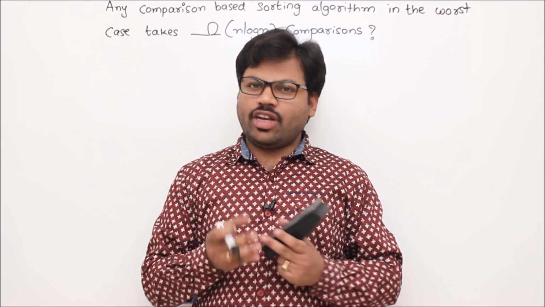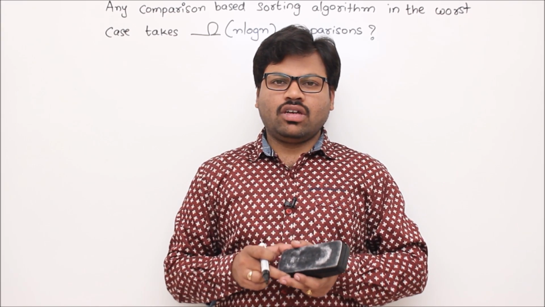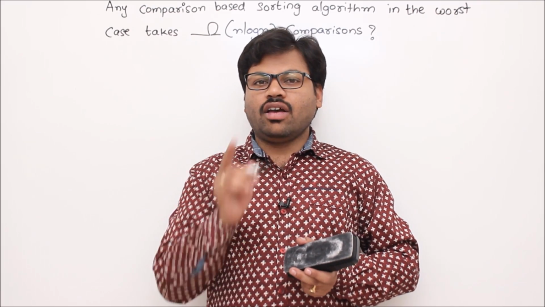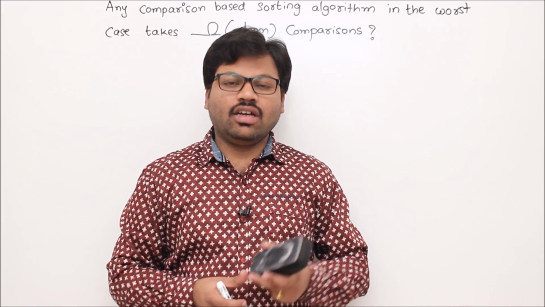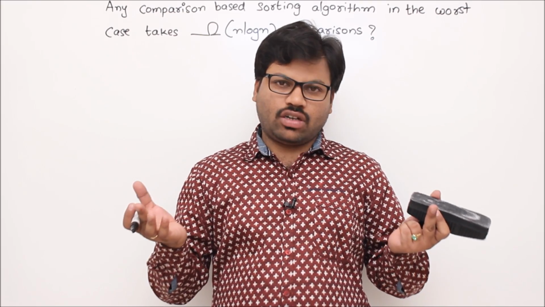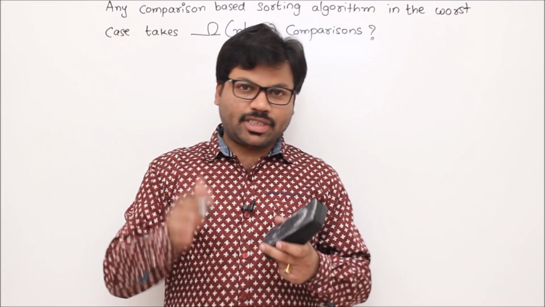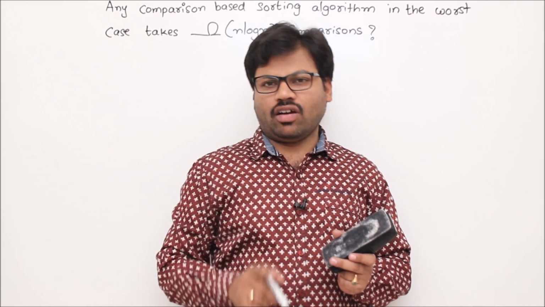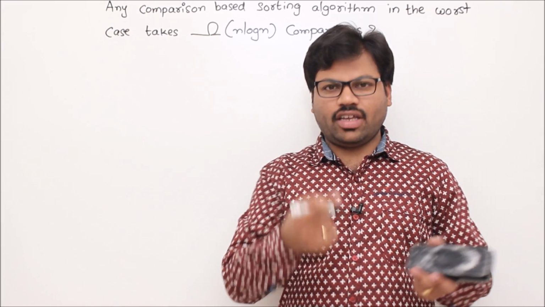Today I am going to give you one important result about comparison based sorting algorithms. Any comparison based sorting algorithm in the worst case takes omega of n log n time, or omega of n log n comparisons. That means whatever algorithm you design in the future, even if God designs the best algorithm for sorting, especially comparison based sorting, that sorting takes minimum n log n time in the worst case. Why? We'll see.